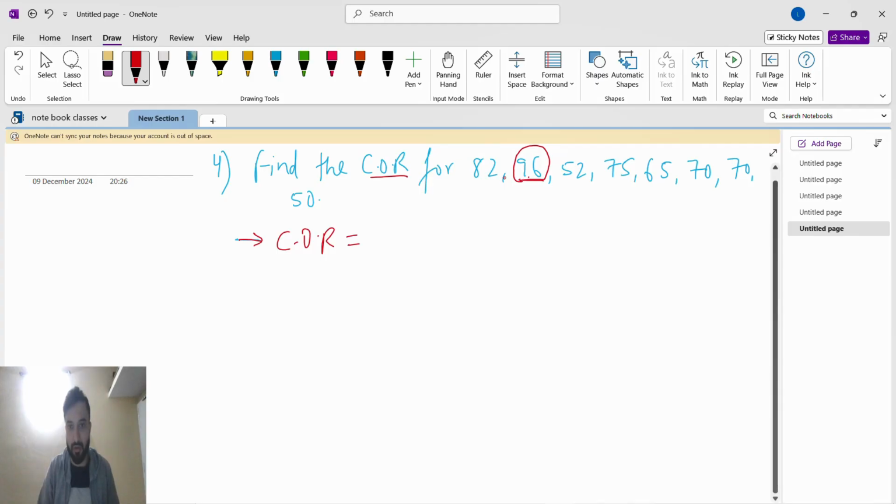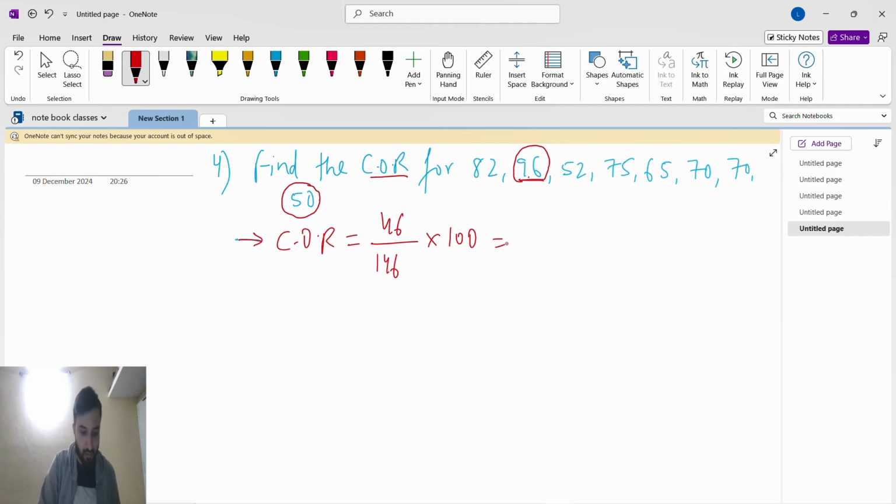Then the lowest observation among 82, 96, 52, 75 is... yes, 50 is the lowest observation. The coefficient of range means highest minus lowest, 96 minus 50, it's 46, divided by highest plus lowest, 96 plus 50, 146, into 100. So 46 divided by 146 into 100. You are getting 31.50. Okay, this is the correct answer.